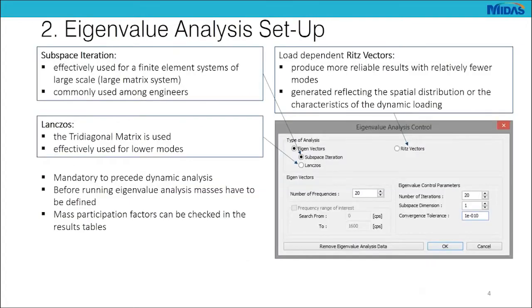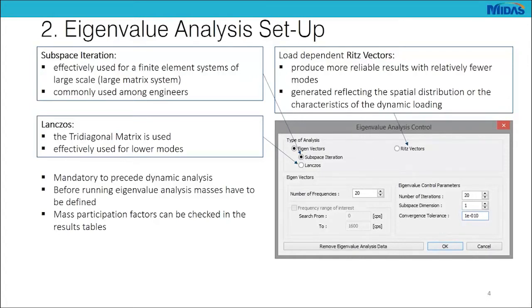Now, before running a dynamic analysis, it is always mandatory to run an eigenvalue analysis. For this, MIDAS Civil offers different analysis types to be chosen for an eigenvalue analysis. So we have subspace iteration. This is probably the most commonly used type of analysis for eigenvalue analysis, and this is very effective for large structures, so the computational time for large structures is very small. Also Lanczos is available, and this is very efficient when it comes to lower modes. Another type of analysis available is that of using Ritz vectors, which calculates the vibration properties considering loading from a load case that we define. And this is reliable when it comes to structures that have fewer modes of vibration.